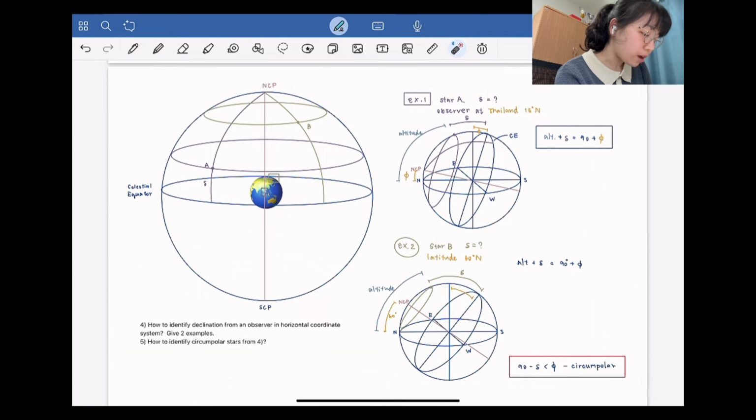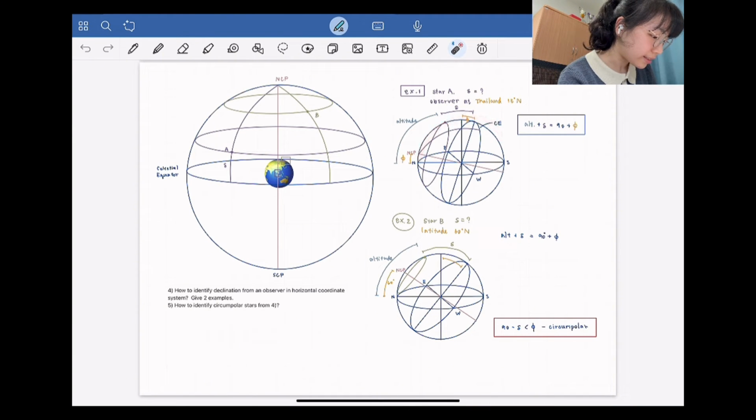When we observe, we see the star pass our meridian at the altitude as observed. From this diagram, we can see that the altitude to the celestial equator, which is altitude plus declination, is equal to 90 degrees plus the latitude. And this is what the equation looks like.